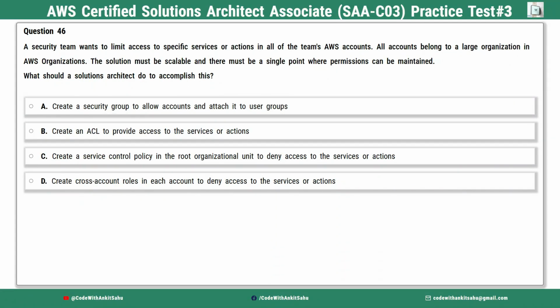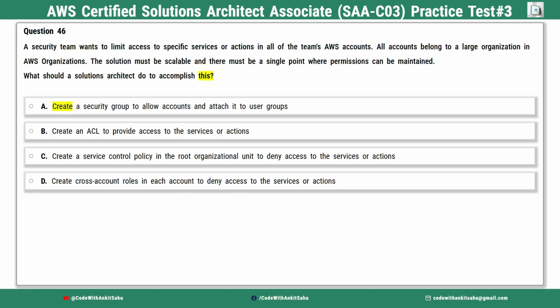Question 46. A security team wants to limit access to specific services or actions in all of the team's AWS accounts. All accounts belong to a large organization in AWS Organizations. The solution must be scalable and there must be a single point where permissions can be maintained. What should a solutions architect do to accomplish this?